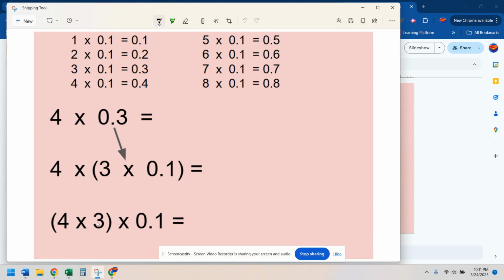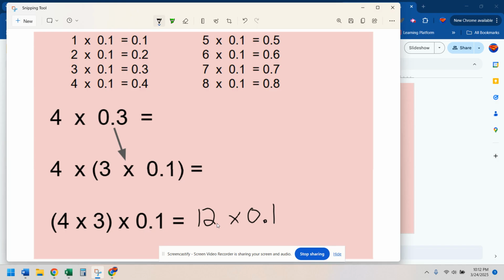You've been doing 4 times 3 since at least 3rd grade. 4 times 3 is 12. So then we have 12 times 1/10. Now that you have something times 1/10, you can use the move the decimal point rule. Whenever you multiply things by 1/10, the decimal point should move one spot.